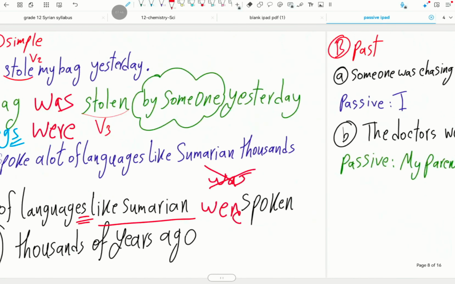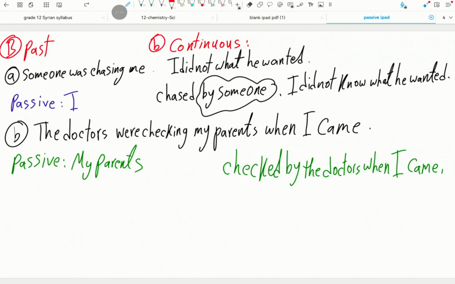So which one shall I choose now, my friends? Someone was chasing me. So me will become I. Teacher, but this is an object pronoun. How can you put it as a subject pronoun? Because we cannot use object pronouns at the beginning of the sentence. All object pronouns will be subject pronouns in passive voice when we add them to the beginning of the sentence.